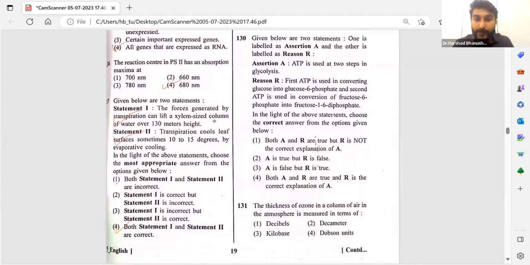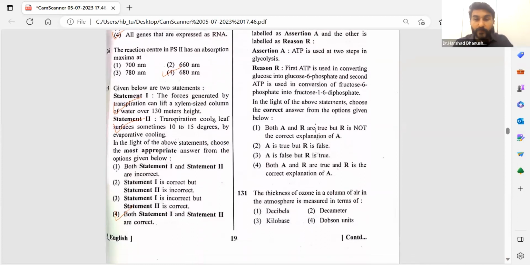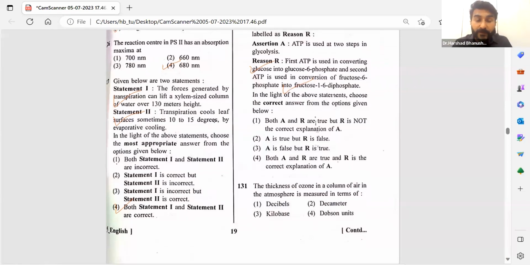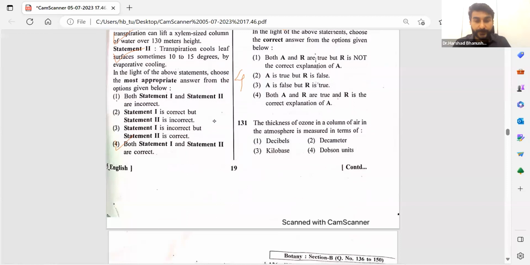Assertion reason: ATP is used at two steps. That's correct. First, they have said glucose to glucose 6 phosphate, which is correct. Next is fructose 6 phosphate to fructose 1,6 bisphosphate, which is correct. So, yes, ATP is used in two steps. And which are the two steps? They have explained. So it's a correct explanation. Option number four, it's a correct explanation of the assertion.